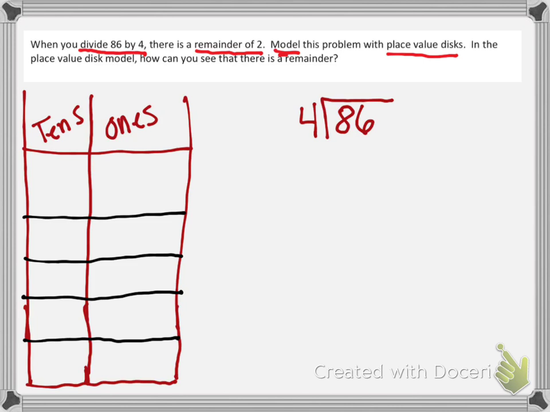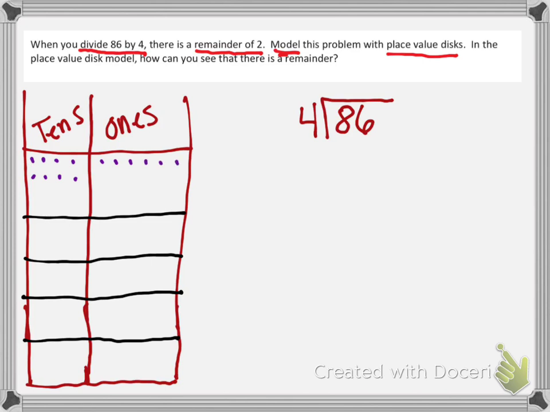So the first thing we're going to do is take that 8, and that's 80. So we're going to put 8 tens in the tens column. 1, 2, 3, 4, 5, 6, 7, 8. And we go to the ones, and there's 6 ones. So we're going to put 6 ones in the ones column. 1, 2, 3, 4, 5, 6.